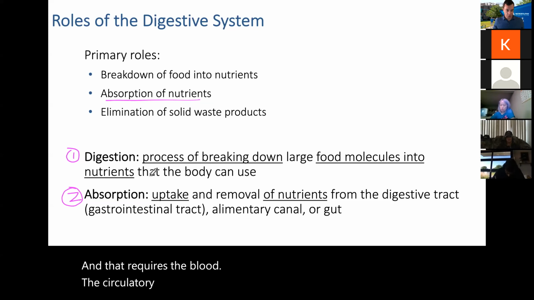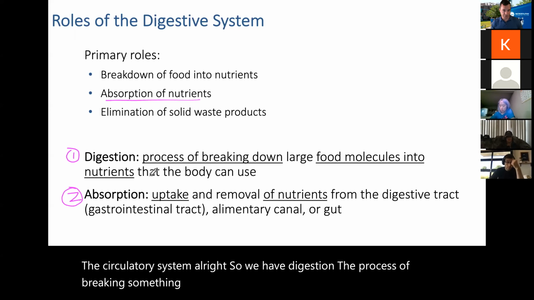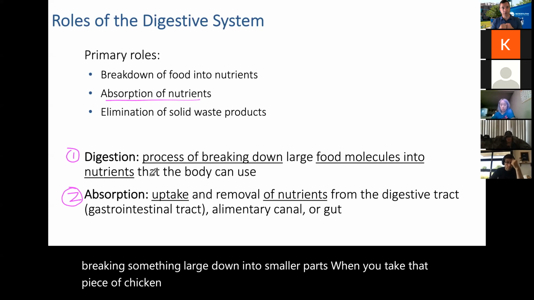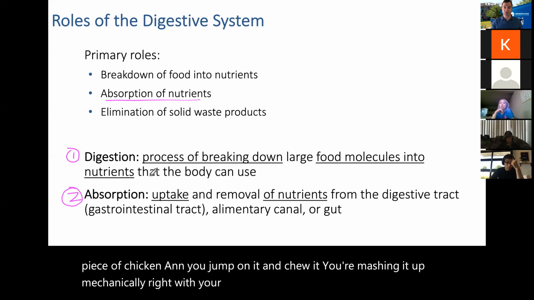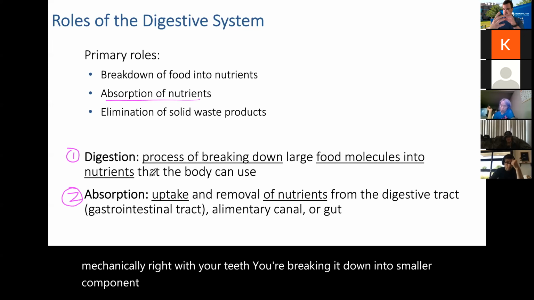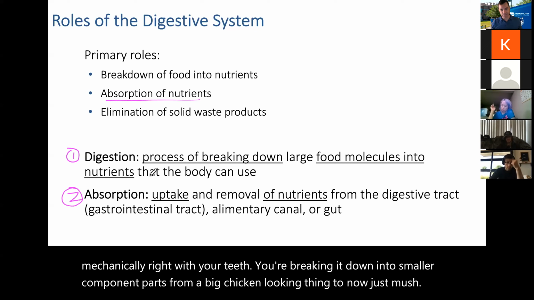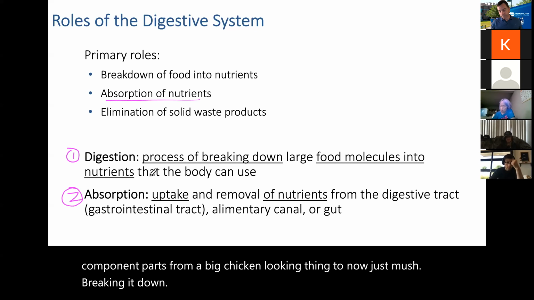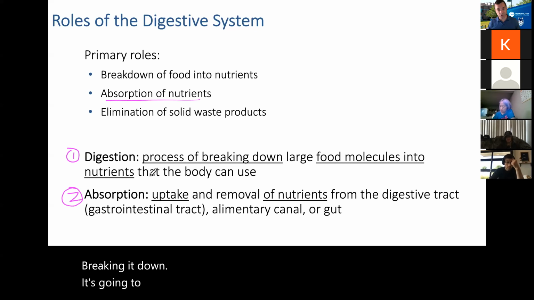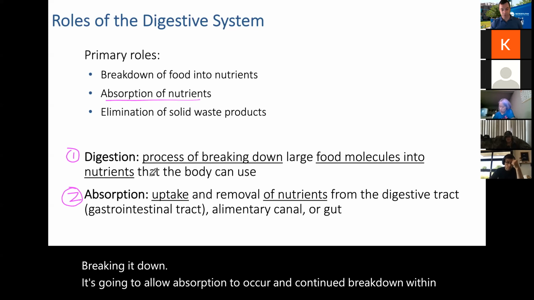All right. So you have digestion, the process of breaking something large down into smaller parts. When you take that piece of chicken and you chomp on it and chew it, you're mashing it up mechanically, right, with your teeth. You're breaking it down into smaller component parts, from a big chicken looking thing to now just mush. It's going to allow absorption to occur and continued breakdown within the stomach and the small intestine.